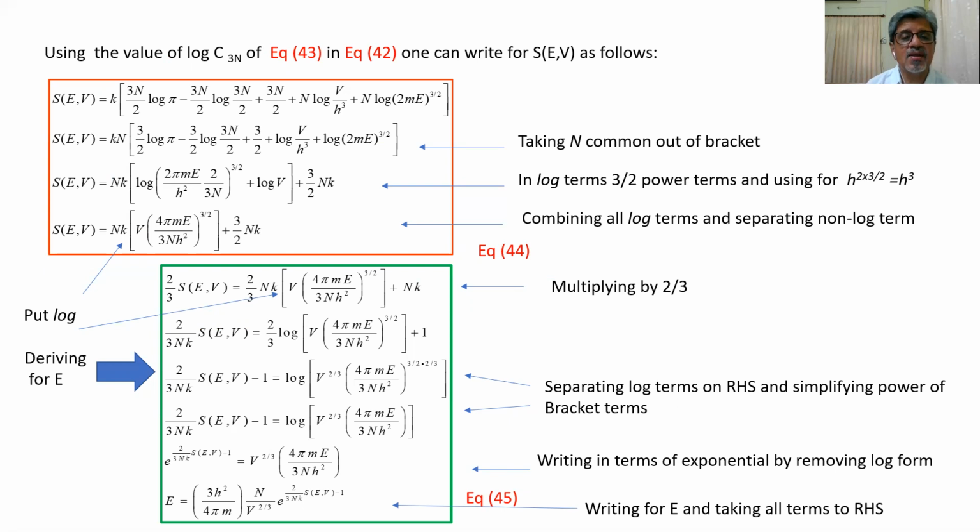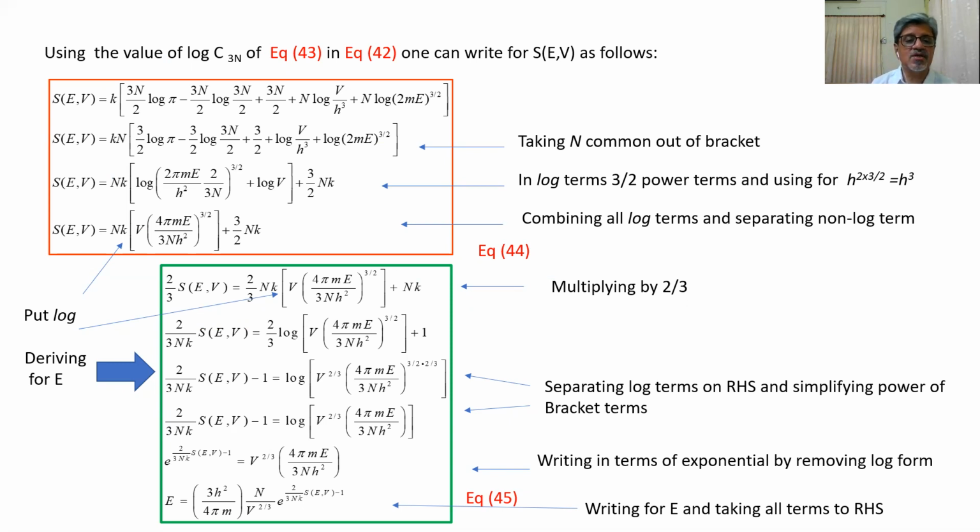Now, we simplify it by dividing by nk. So it is 2 divided by 3 nk. S is equal to 2 by 3 log the whole square bracket plus 1, because we have divided by n. Now again, we are separating the log terms on the right hand side and simplifying the powers of the bracket. So it is 2 divided by 3 nk S minus 1, because we are taking 1 on the left hand side, log in bracket V 2 by 3, and again 4 pi me divided by 3n h square raised to 3 by 2 multiplied by 2 by 3.